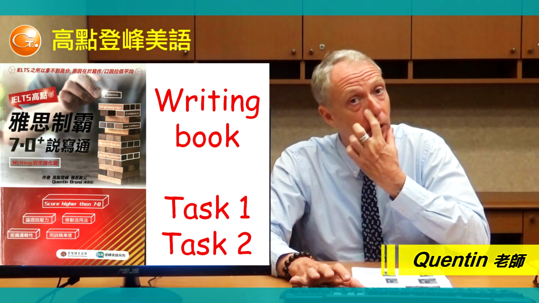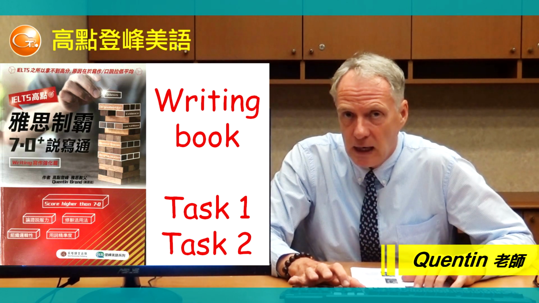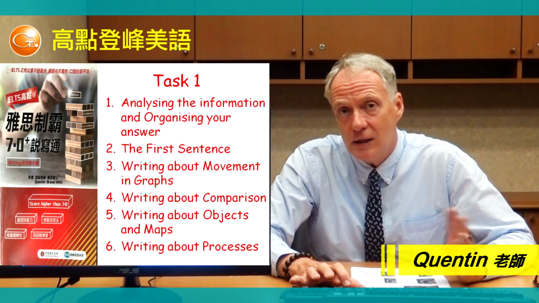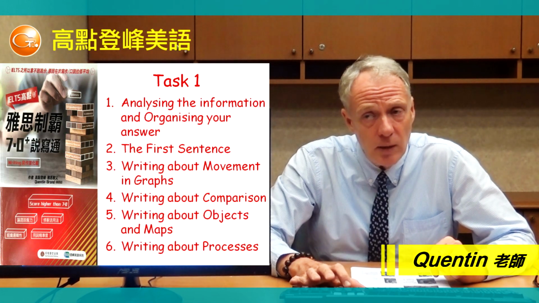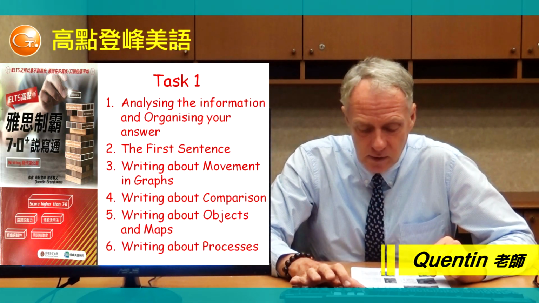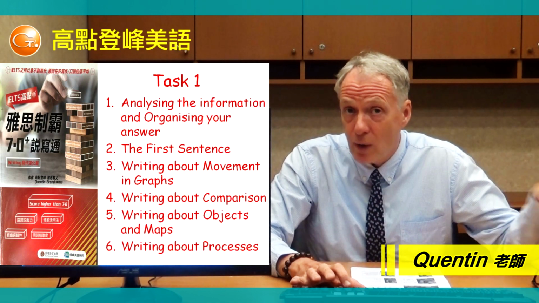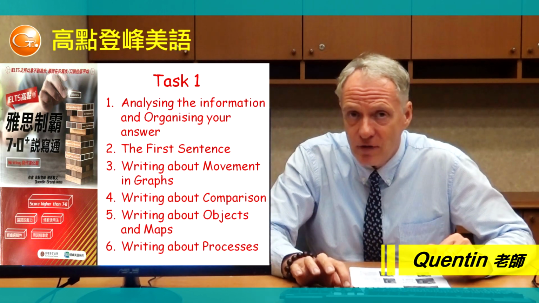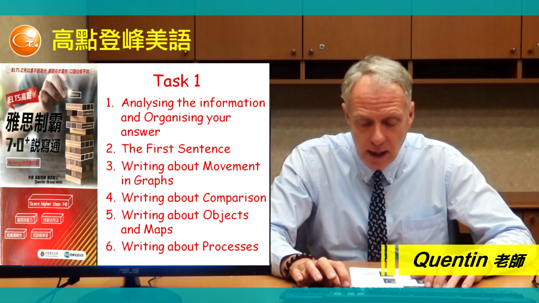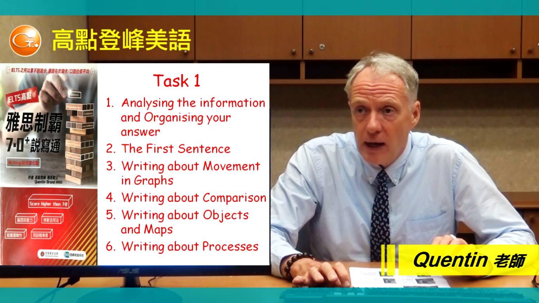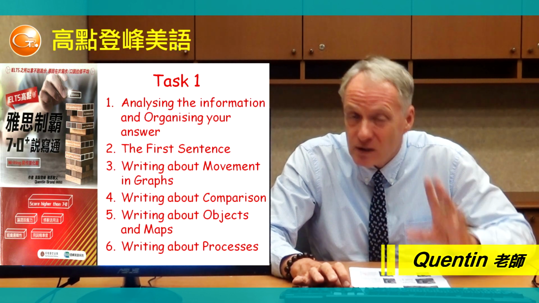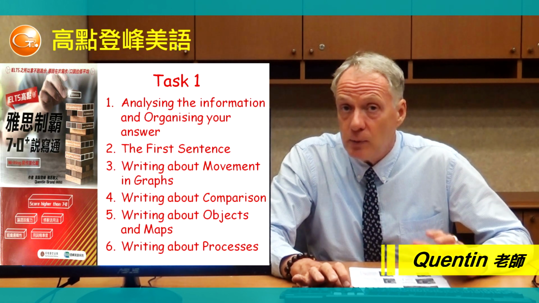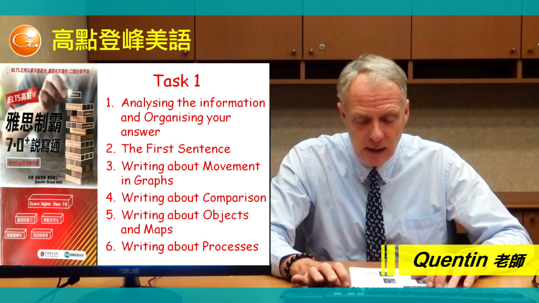Okay, the writing book covers both tasks in the writing test. In the writing test, you may know you have to do 2 tasks, task 1 and task 2. So in the book, you will learn the following things. First, you will learn how to analyze the information in task 1, how to analyze the graph or the visual or the picture that they will give you. Then you will learn how to write the first sentence. The first sentence is always the most difficult and always the most important. So I will teach you how to write the first sentence.